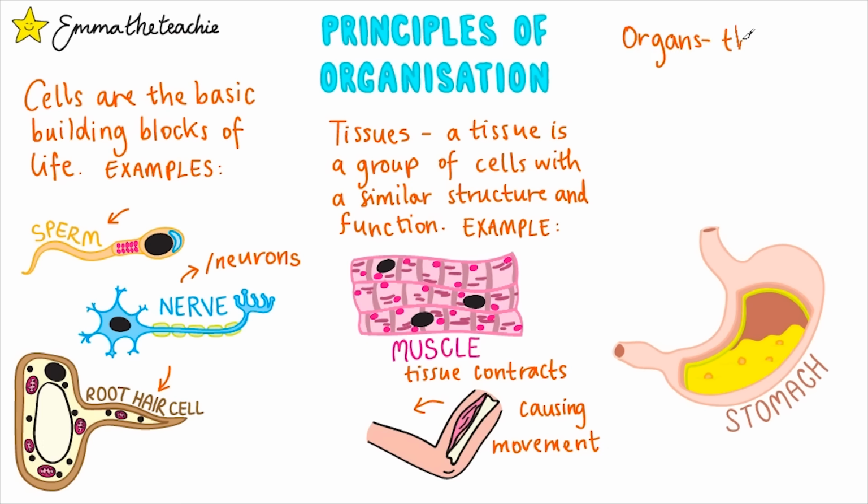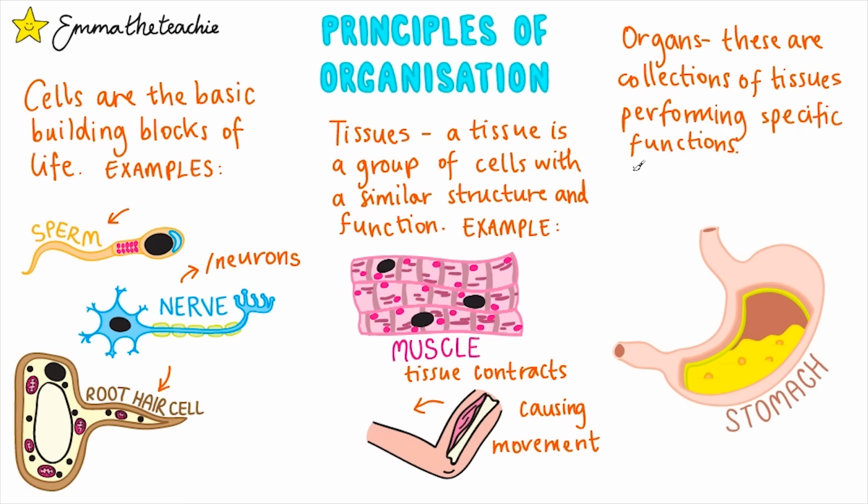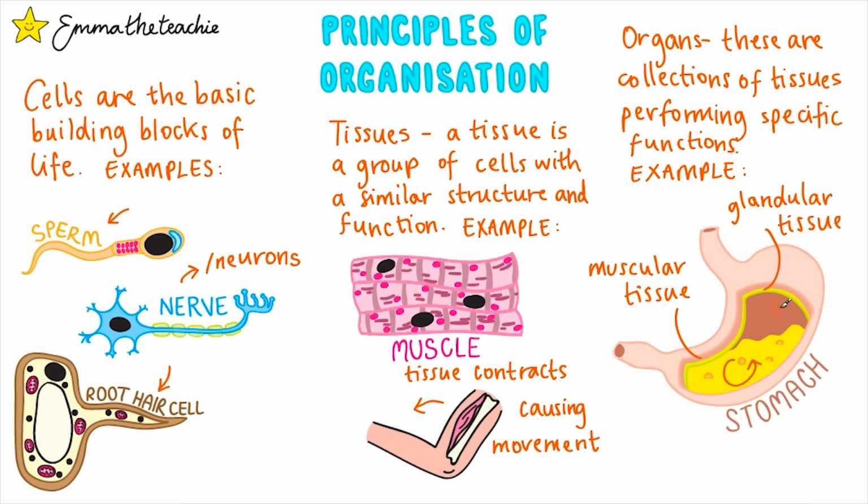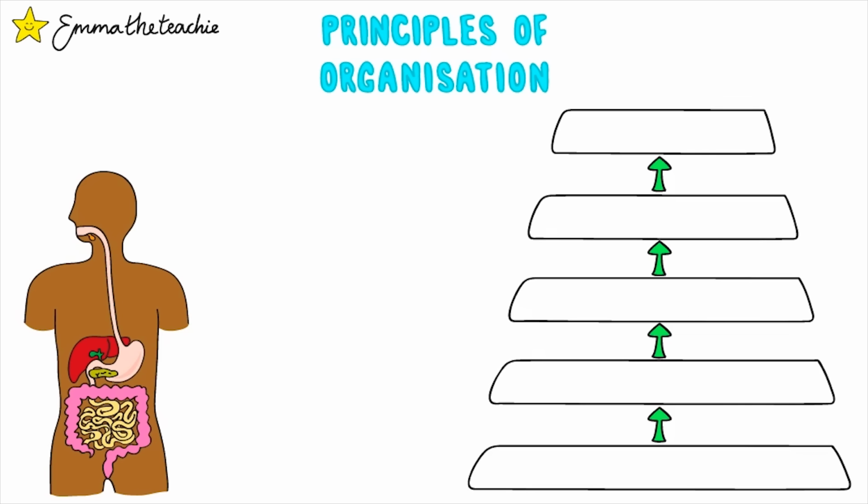Then we have organs. These are collections of tissues performing specific functions. For example, the stomach here has got 3 different types of tissue. Firstly, we've got muscular tissue to churn and move the food. We've got glandular tissue over here that can release digestive juices. And the stomach has got epithelial tissue. This covers the surfaces of the stomach, both inside and out.